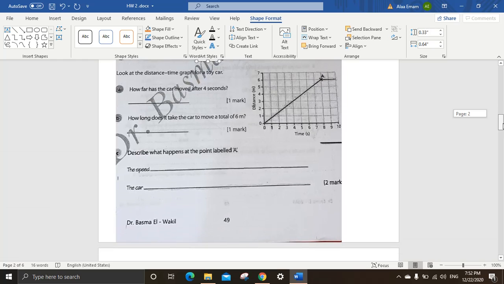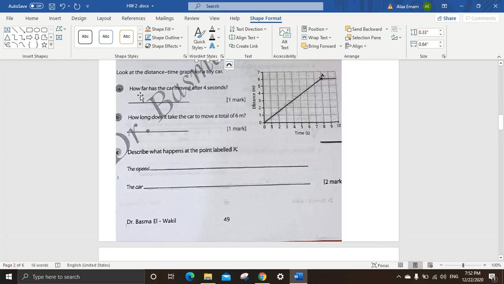All right, moving to the next question, look at the distance time graph for a toy car. How far has the car moved after 4 seconds? Now we just need to use your ruler to have the perfect answer for these types of questions. Okay, so how far did the car move after 4 seconds? Now you have the given which is 4 seconds, which is the time. So you get to 4, draw a line.